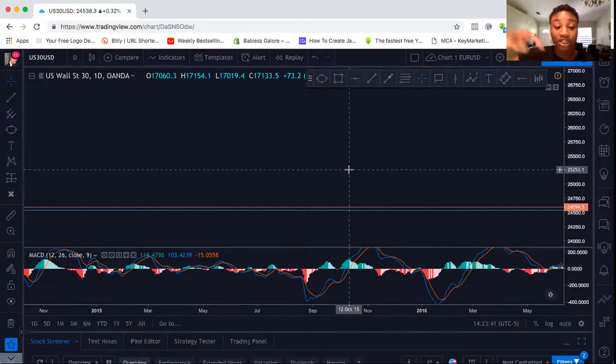Just draw a trend line. Draw a trend line going up. Draw a trend line going down. Draw support and resistance.